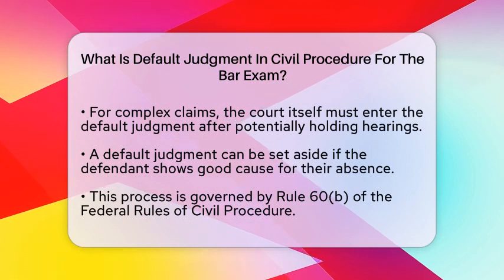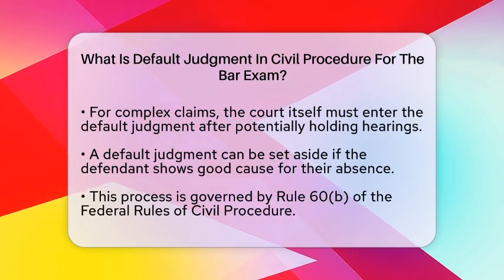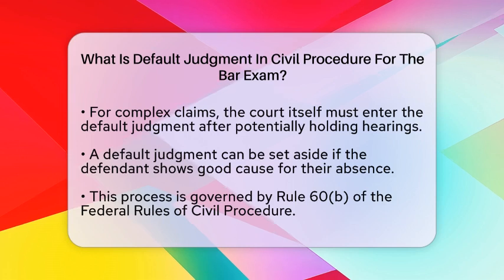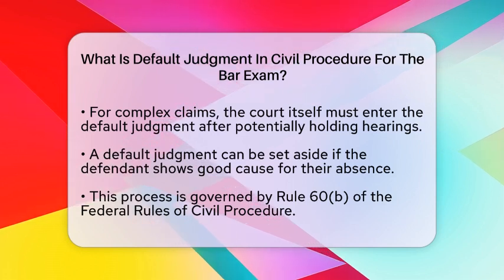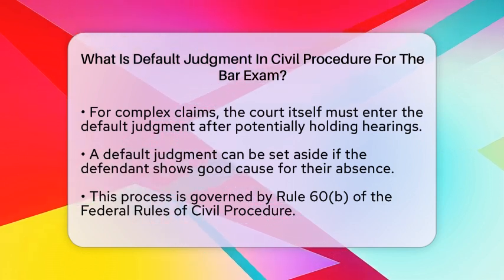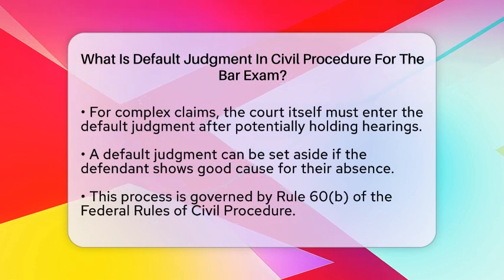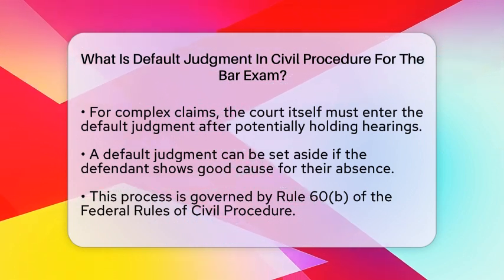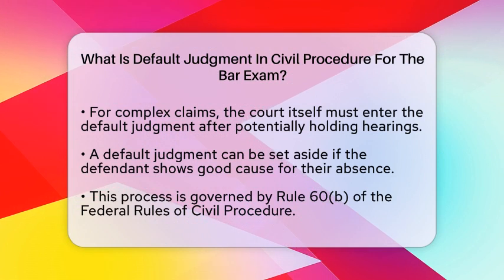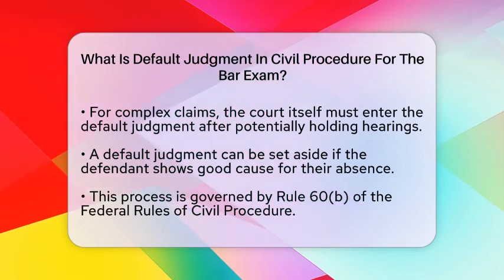It is also important to know that a default judgment can be set aside. If the defendant can show good cause for not responding or appearing in court, they may have a chance to challenge the judgment. This process is typically governed by Rule 60(b) of the Federal Rules of Civil Procedure.